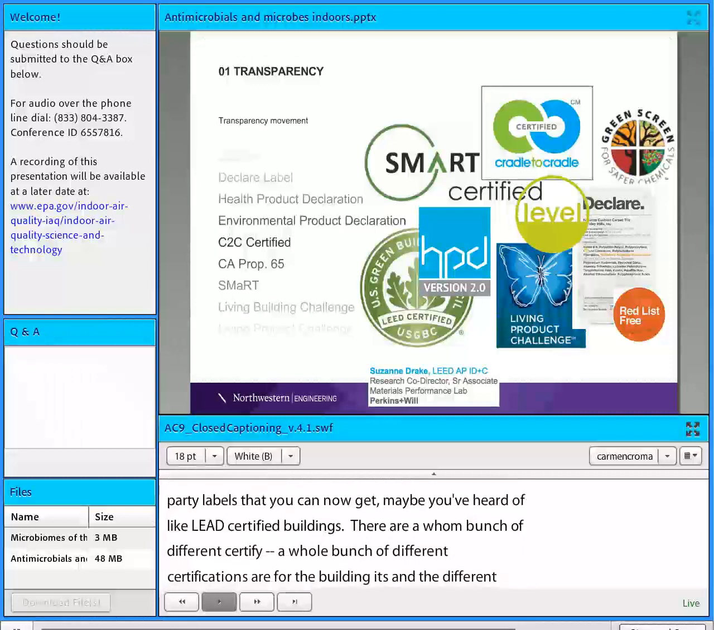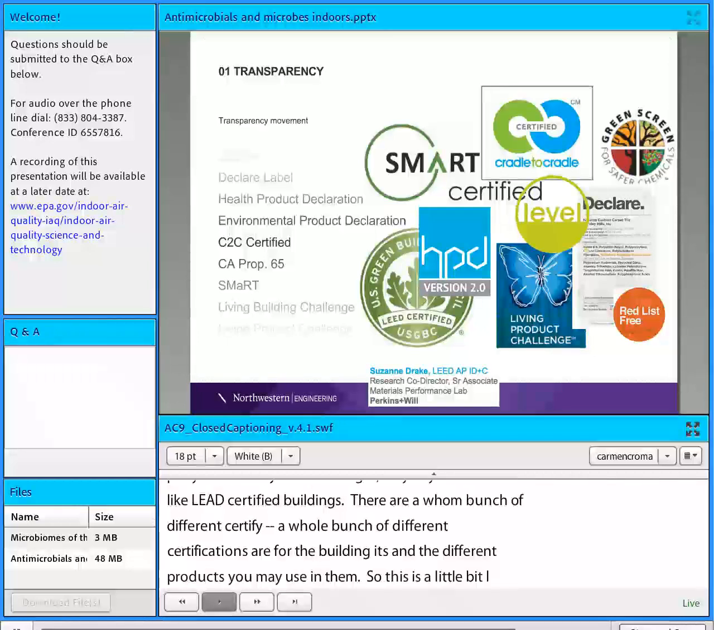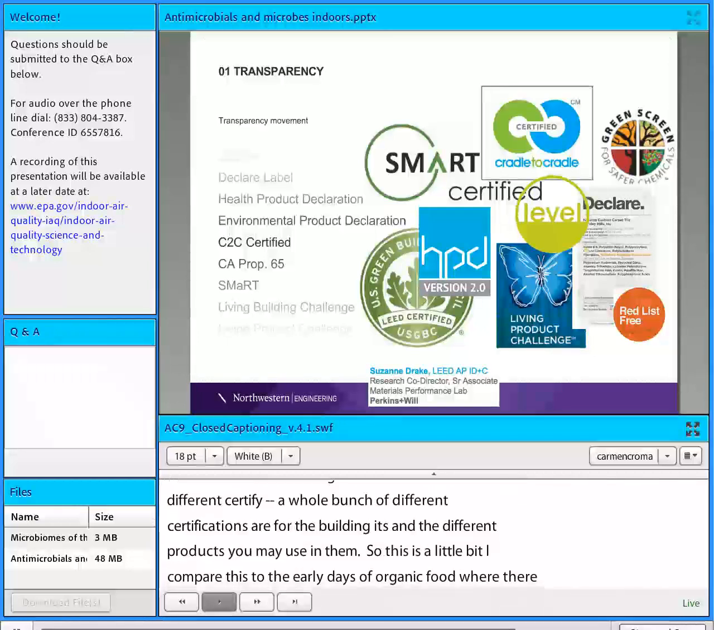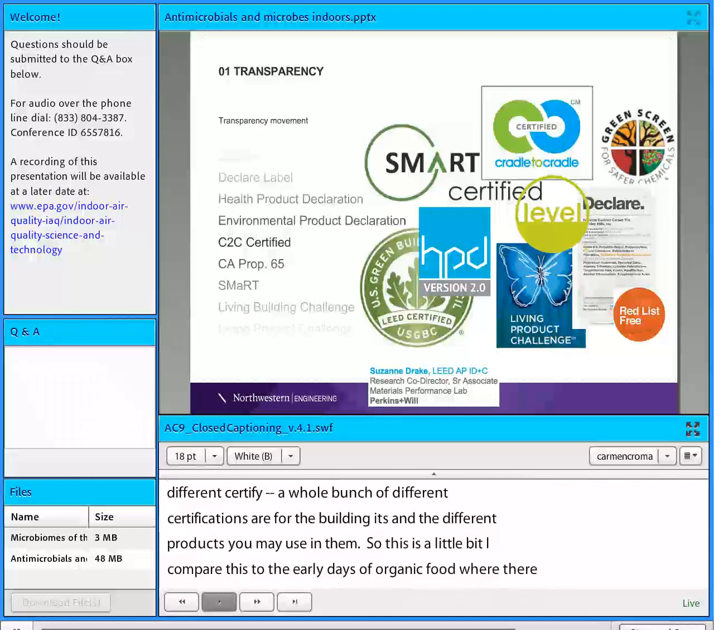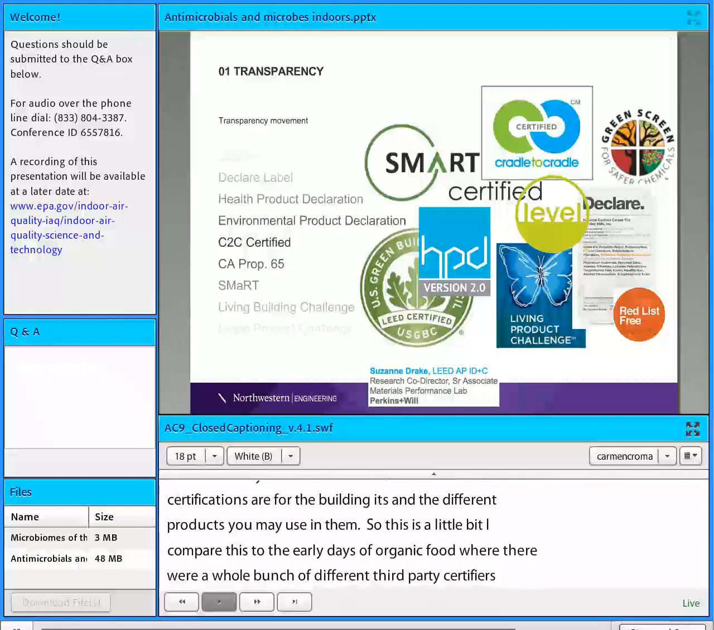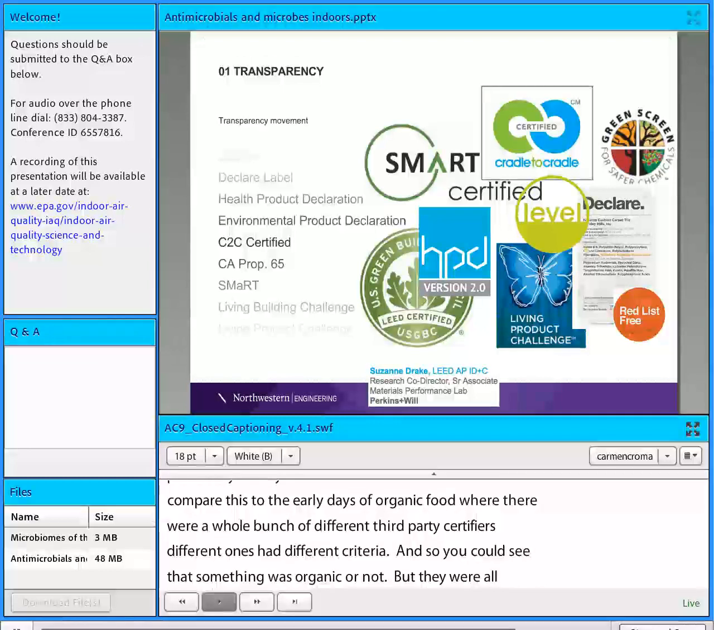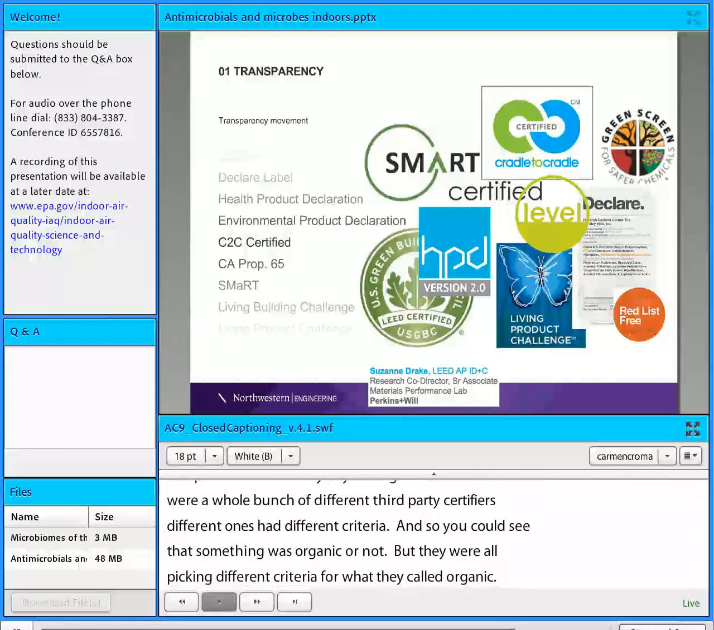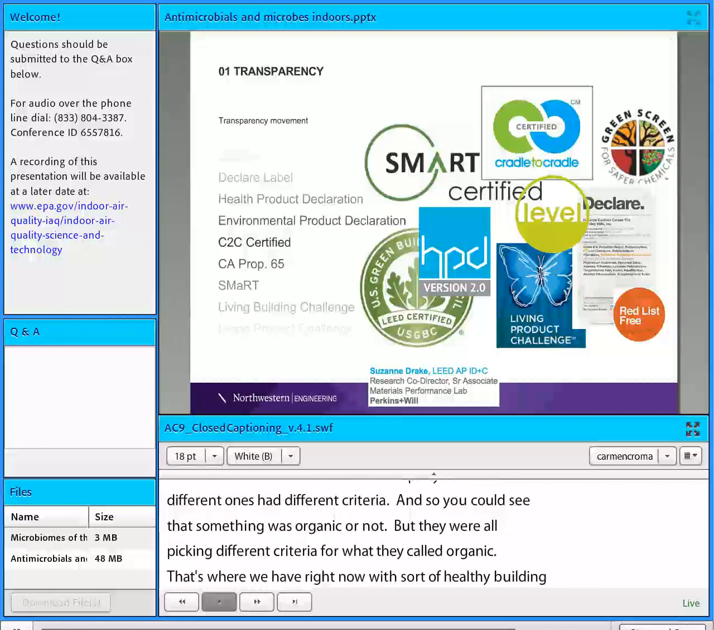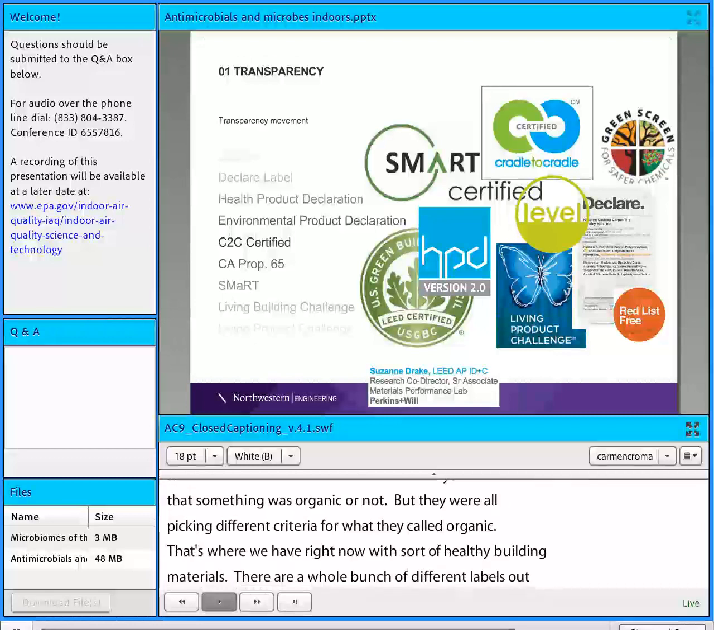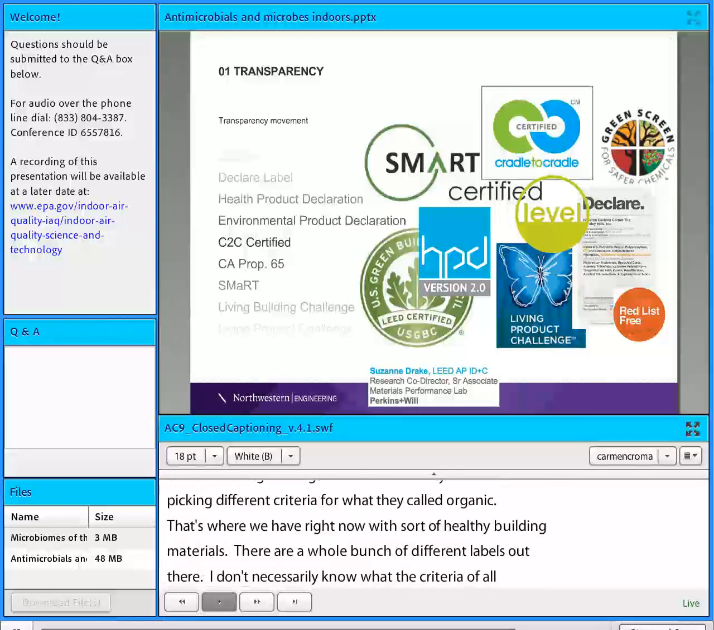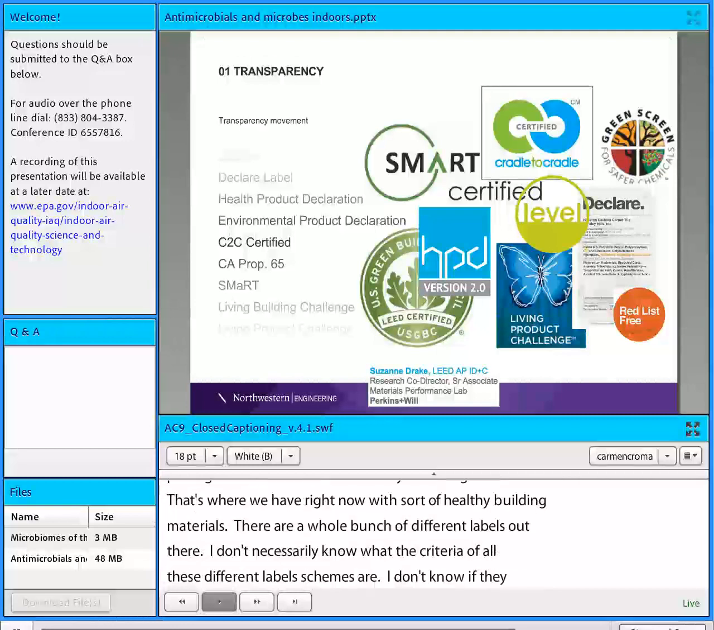I compare this to the early days of organic foods, where there were a whole bunch of different third-party certifiers, and different ones had different criteria. You could see that something was organic or not, but they were all picking different criteria for what they called organic. That's where we're at right now with healthy building materials: there are a whole bunch of different labels out there. I don't necessarily know what the criteria of all these different labeling schemes are. I don't know if they exactly align with what I'm looking for in a product, but at least there's a label out there.